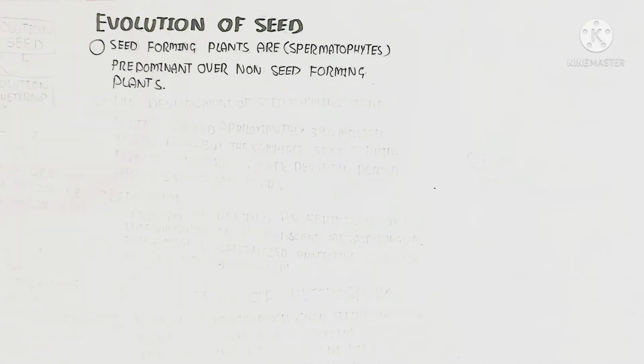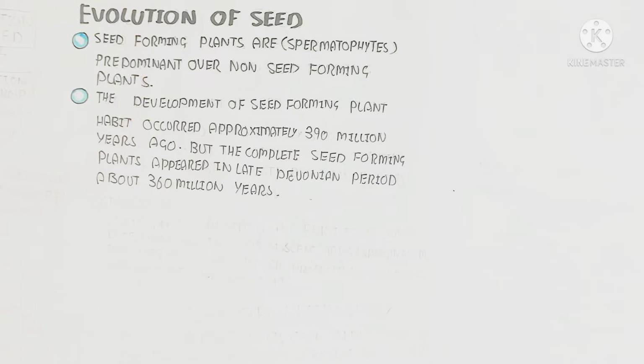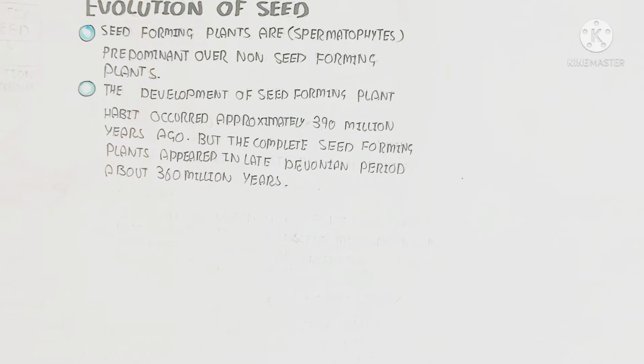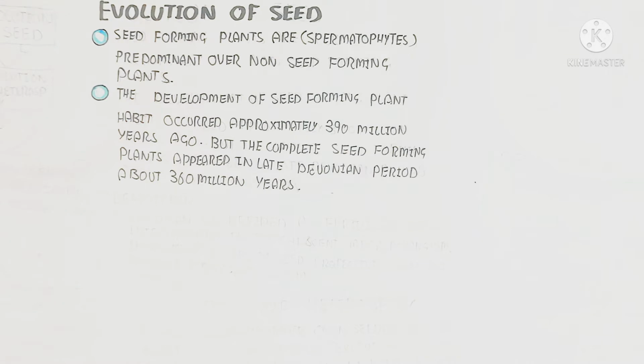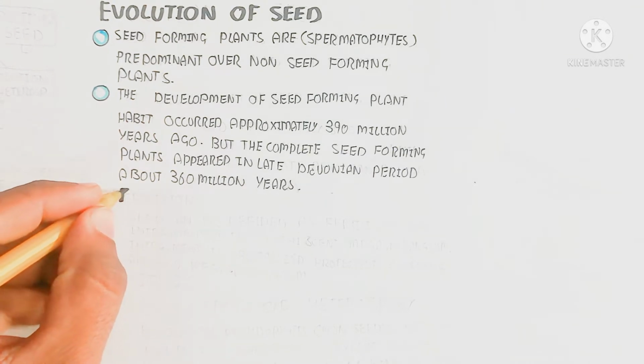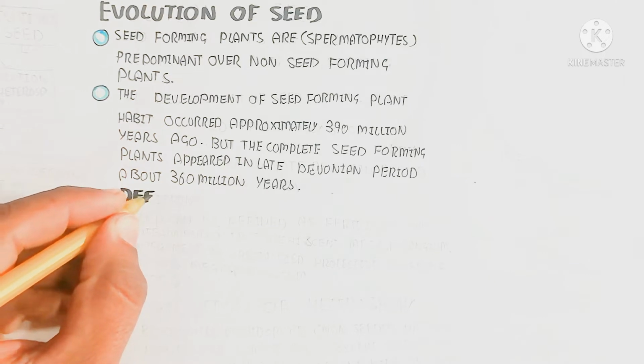Hello, in this video we will discuss the evolution of seeds. The seed-forming plants are spermatophytes, and we will also understand the basic concepts and the predominant non-seed-forming plants. Spermatophytes are the seed-forming plants, because sperma means seed. The development of the seed-forming plant habit occurred approximately 390 million years ago, but complete seed-forming plants appeared in the late Devonian period about 360 million years ago.